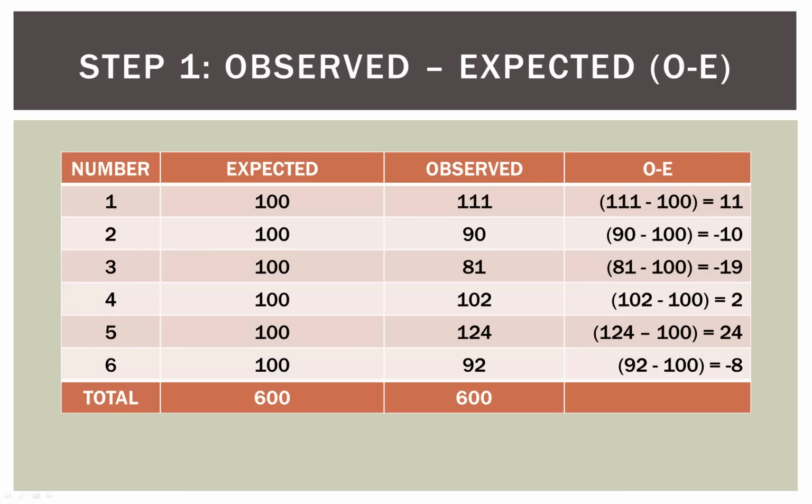The first step is we take our observation minus what we expected. So as you can see on the right hand side, it's simple subtraction. We take our observed, which in the first case is 111, minus our expected, which was 100 because we expected it to be a fair die. So 111 minus 100 is 11. And then we just do that all the way down that column. That's it. That's step 1. Observed minus expected.